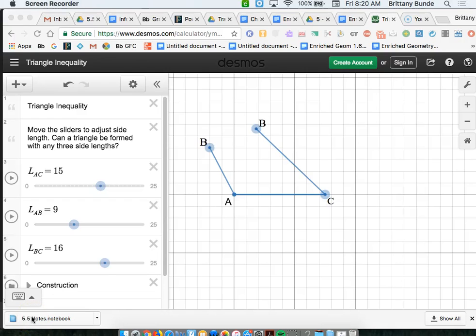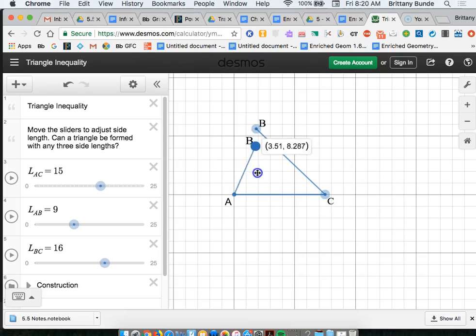Screen up here. So, over here on this left side, if you can see it, these represent the lengths of the legs of this triangle. So this bottom one, AC, is 15, AB is 9, and BC is 16 units long. That's what all that means. And on Desmos, it's kind of cool because it lets you manipulate all these things. So today we're going to eventually learn what needs to be true of our three side lengths for it to form a triangle.